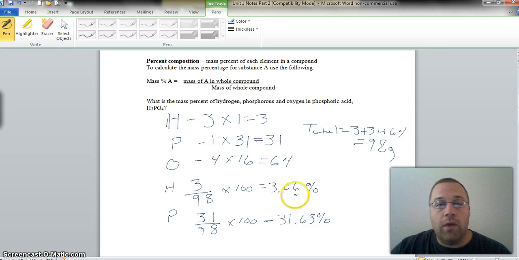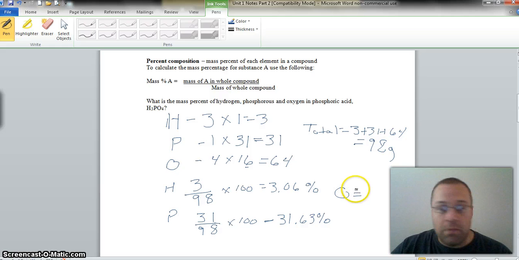Since there are 3 and you know that 100% is going to be the total, you have 2 options here. You can either take 100, subtract 31.63, then subtract 3.06 to get that percentage for oxygen, or you can just do the 64 divided by 98 times 100. Either way is going to give you the exact same answer, and that answer should be 65.31%. What mass percent tells us is just the percent composition. So obviously this compound is made up primarily of oxygen, about 2/3 of it is oxygen, about 1/3 is phosphorus, and a very minor amount is hydrogen.